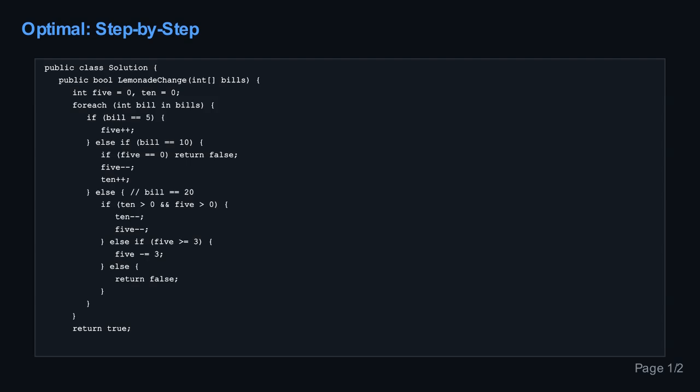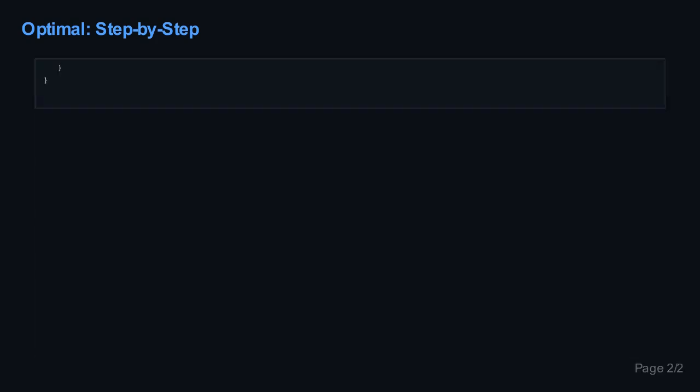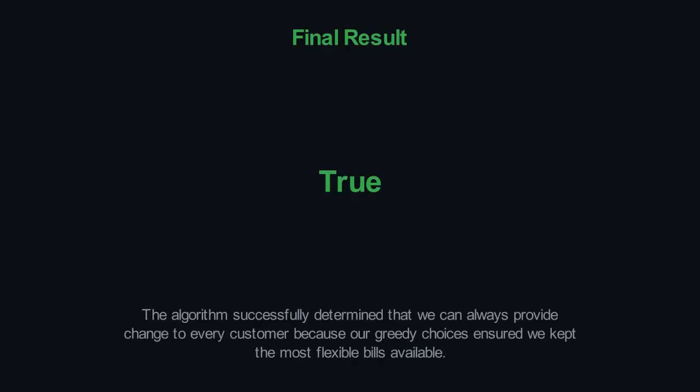Fifth customer pays with a $20 bill. We need to give $15 change. Our greedy strategy says to first try giving a 10 and a 5. We check if 10s is greater than 0 and 5s is greater than 0. Yes, 10s is 1 and 5s is 2. So, we decrement 10s by 1 and decrement 5s by 1. Now, 5s is 1, 10s is 0. We have successfully processed all customers. Since we never returned false, we return true. And there's our final result for the example input of 5, 5, 5, 10, 20: true.